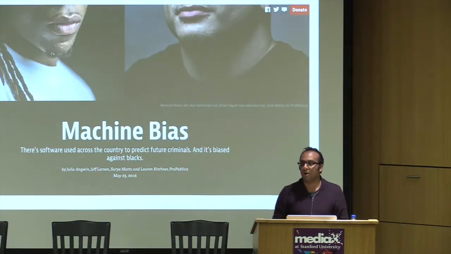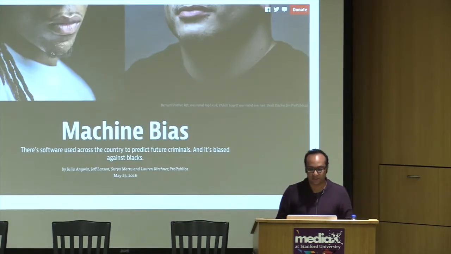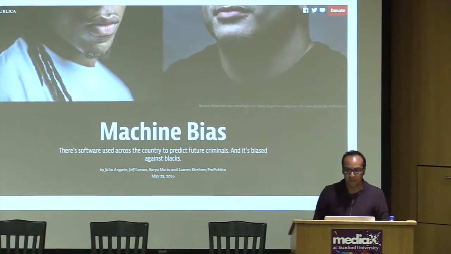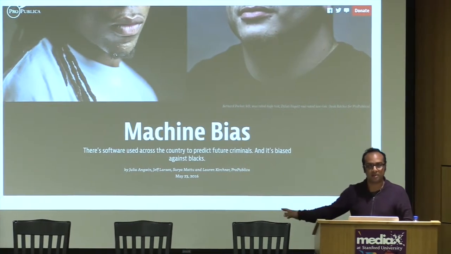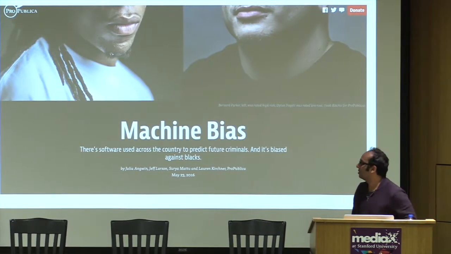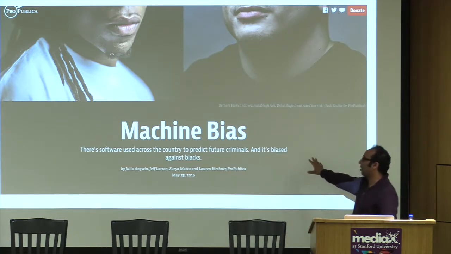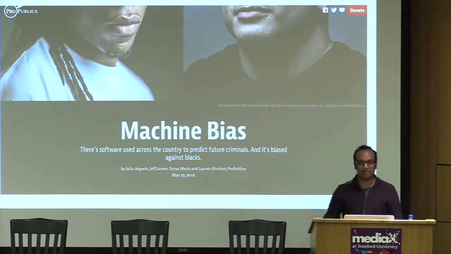Now let me give you one more example, and I'm going to go into this in more detail. This, as you might remember, is a story that came out a couple years ago. And ProPublica, this investigative news organization, did this study, and the headline pretty much says it all: machine bias. There's software used around the country to predict future criminals, and it's biased against blacks.